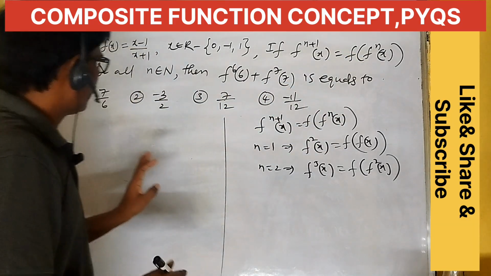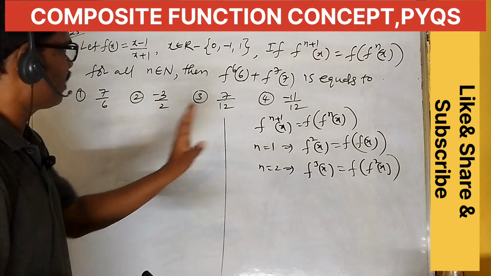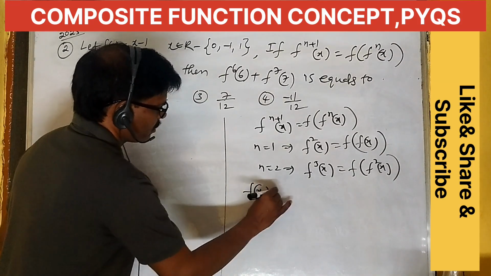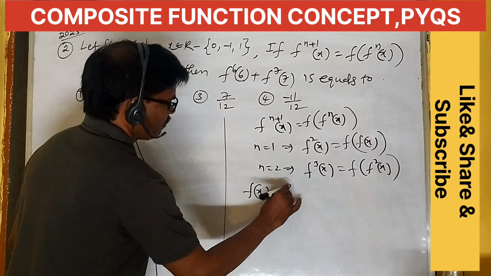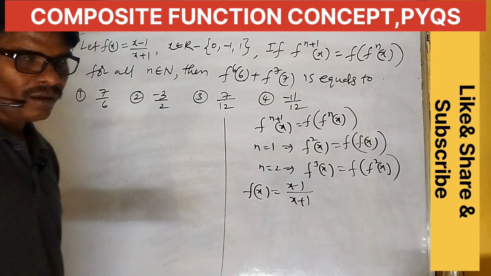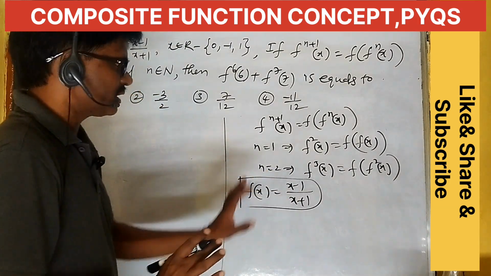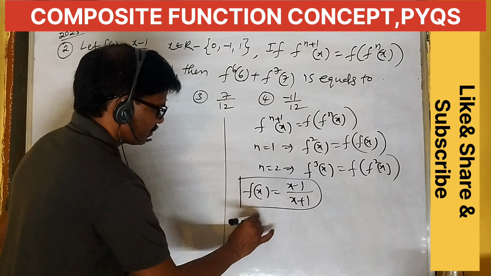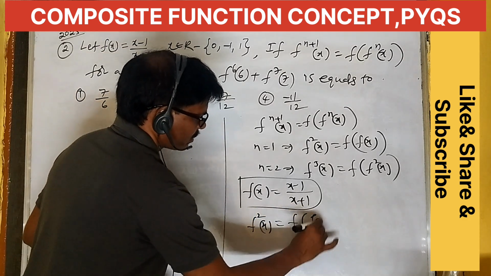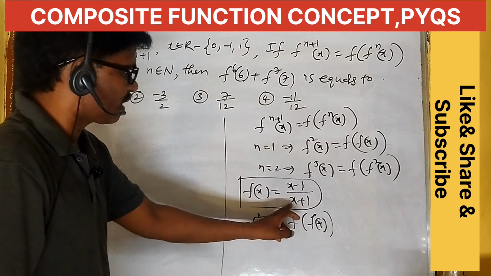Okay, what do you want here? First you have to find the f square of x. What is the f square of x? What is the f of x? Given f of x is equal to x minus 1 by x plus 1. This is the given f of x value. Okay, find first one, equal to f square of x. F square of x equal to f of f of x. What is the f of x function? This is x minus 1 by x plus 1.